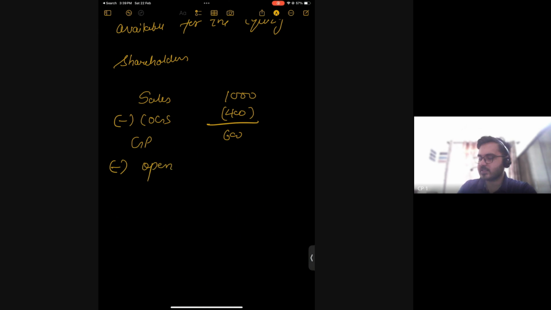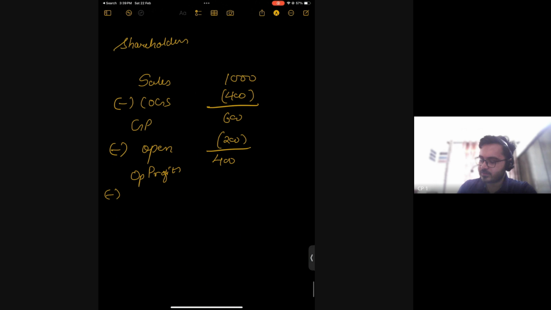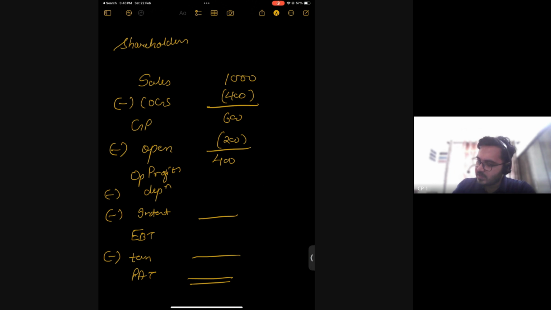You will have operational expenses, which will give you operating profits. From your operating profits, you will reduce depreciation, you will reduce interest, you'll be left with earnings before tax, you'll pay your taxes, and you'll have final profit after tax. So let's assume depreciation is 50, interest is 50, EBT is 300. Let's assume taxes are 150, and you're left with a PAT of 150 in this situation.